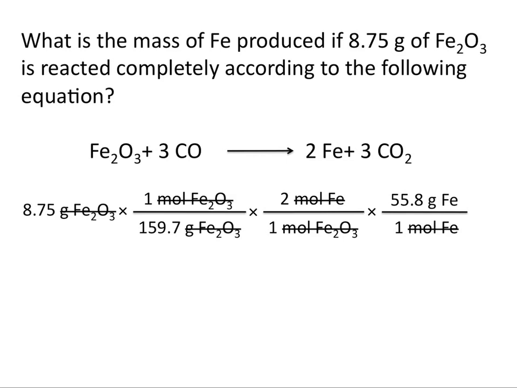And then when you enter in all the numbers into your calculator, you'll come up with a final answer of 6.11 grams of iron. This tells us that if 8.75 grams of iron oxide is reacted completely according to the equation below, that 6.11 grams of elemental iron will be produced.